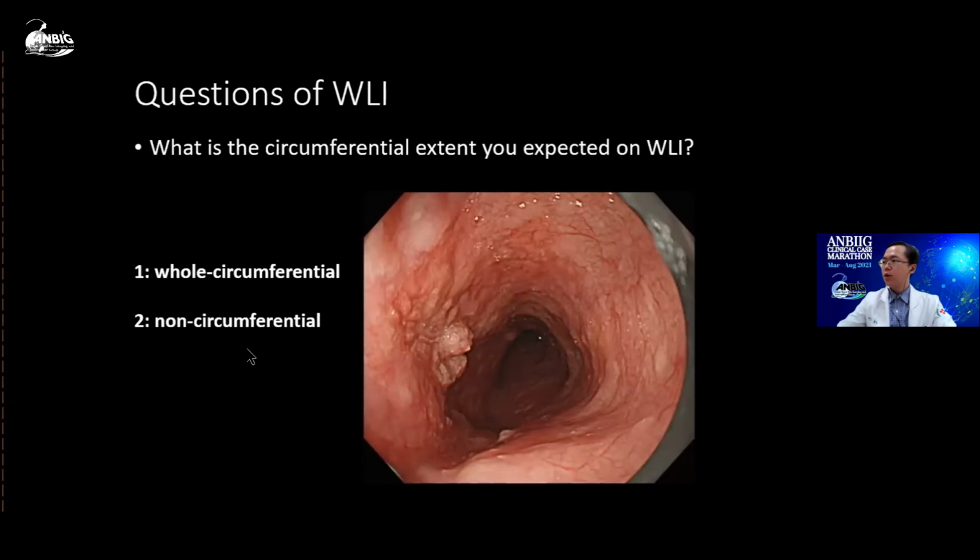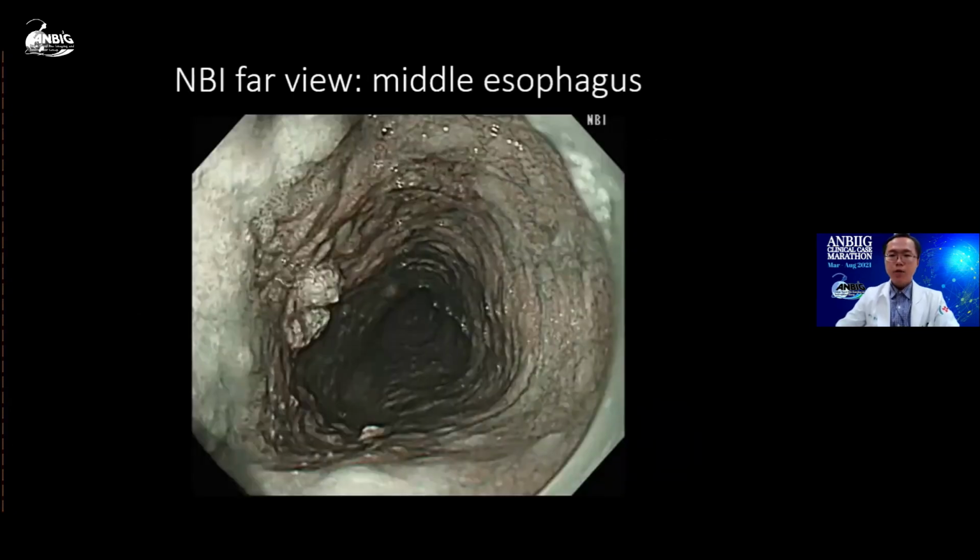So, the vote. Most of you choose the non-circumferential lesion. Yes, because white light is not very clear, so maybe we need endoscopy for further definition. And under the non-magnified NBI, the mucosal lesion margin became more clear, and it presented as a well-defined semi-circumferential brownish area, and the color of the nodular part was paler than the background mucosal lesion.